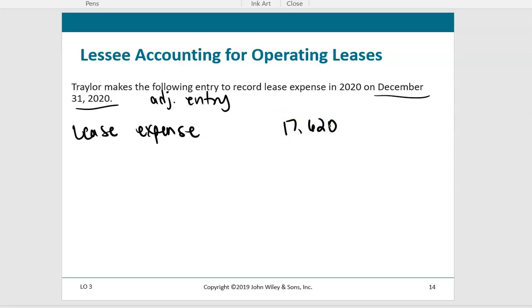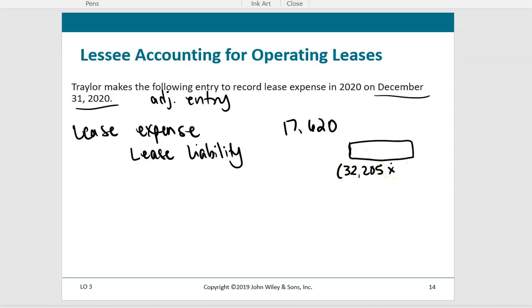Second component, we increase the lease liability. So to increase a liability, we're going to credit lease liability. And by how much are we going to increase this lease liability? It's going to be equal to the beginning balance in that lease liability, which we just said was $32,205, and multiply that by the interest rate on this lease, which is 6%. And that works out to be $1,938.